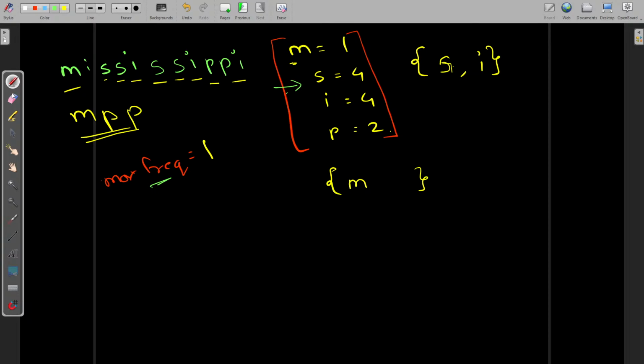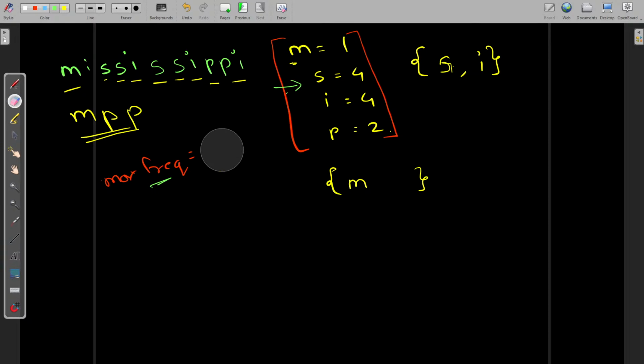Yes. So I will change this max frequency to 4, and I will clear this whole set because M did not have a frequency of 4, right? So we are starting fresh because we have encountered a new character with the highest frequency. I will store S in this particular set.